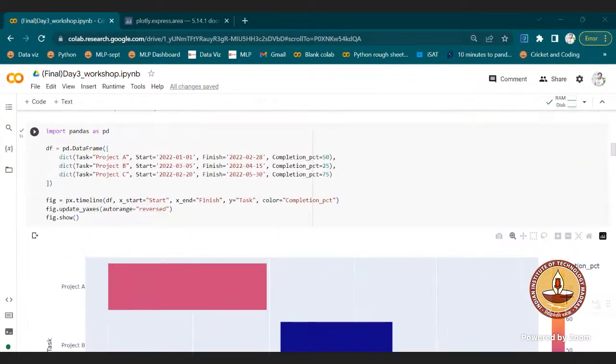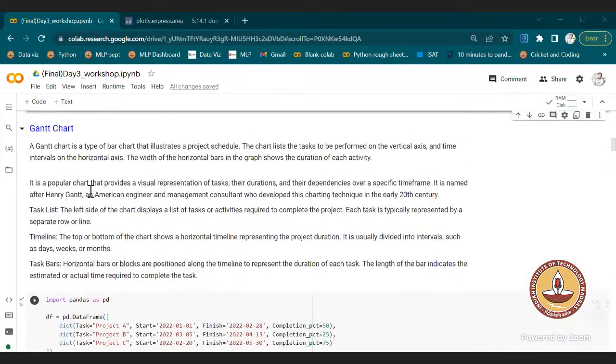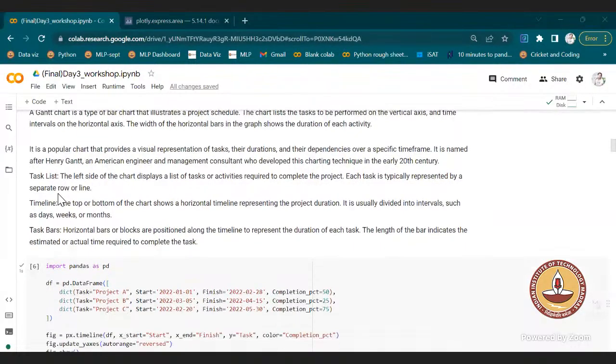The good thing about this chart is that it easily gives you a good visual presentation of tasks, their duration and their dependencies, as someone said. The name Gantt came from Henry Gantt. Here the three main components are the task list, timeline, and task bar.